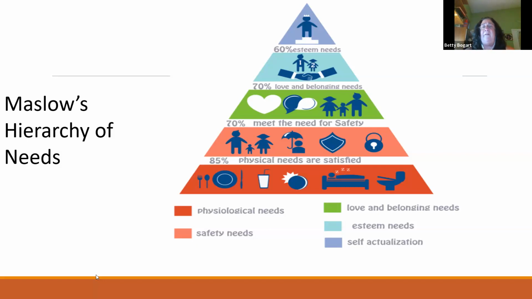The bottom level is what you need to live: food, sleep, shelter, clothing, that's it. And then it goes up from there. Then you need to be safety, you need to be loved, right? So those are those different levels, very simply.